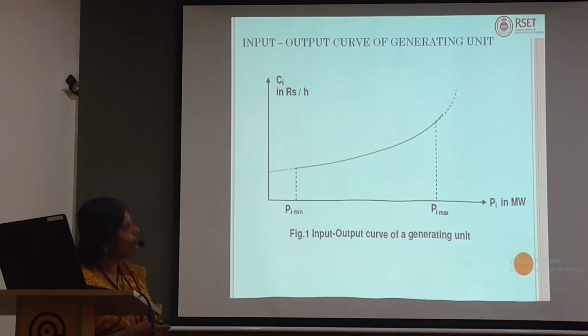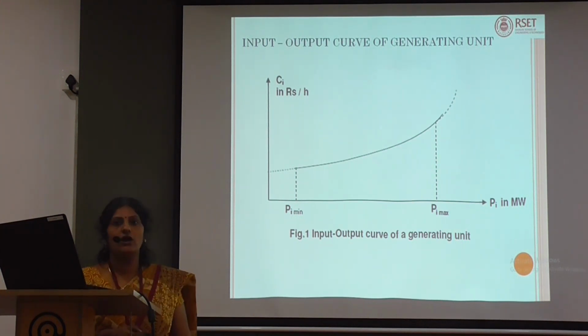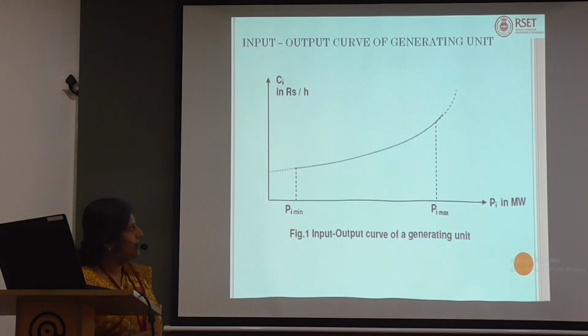Let me show you a typical input-output curve. This will be the typical input-output curve of the generator. In the x-axis we have the power generated in megawatts, and in the y-axis we have the cost in rupees per hour. It's a quadratic, non-linear relationship between these two parameters. And there is one inequality constraint also included in this.